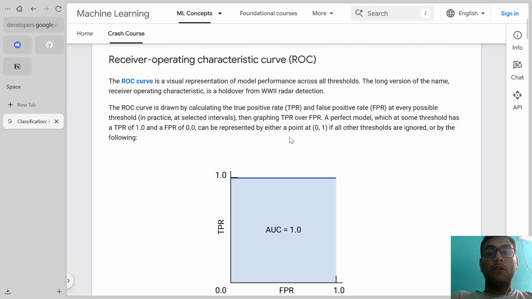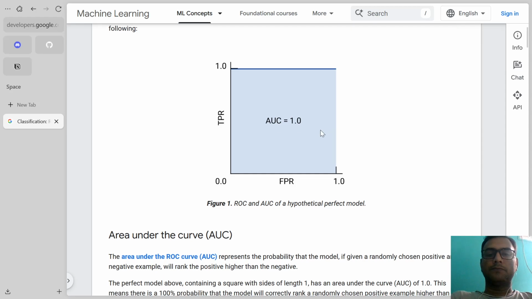So a perfect model, which at some threshold has a TPR of 1 and FPR of 0, can be represented by either a point at (0, 1) if all the thresholds are ignored, or by the following. This is a figure for a hypothetical perfect model where the TPR and FPR are 0 or 1.